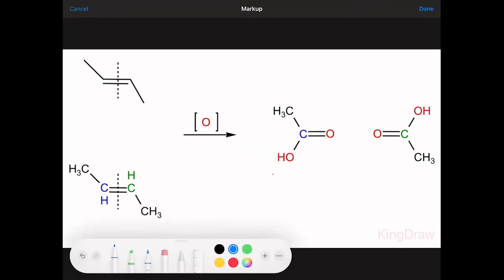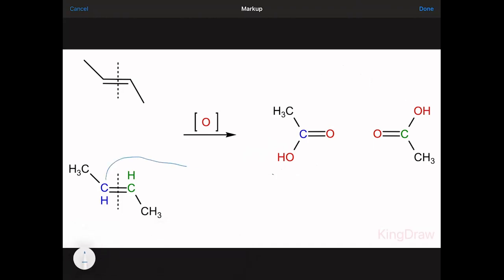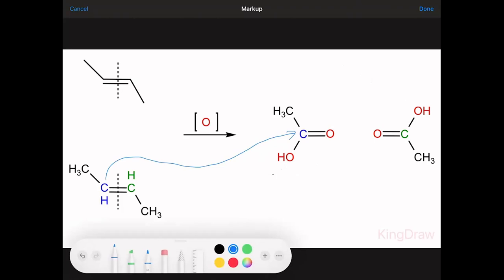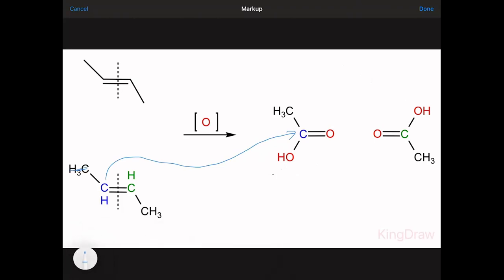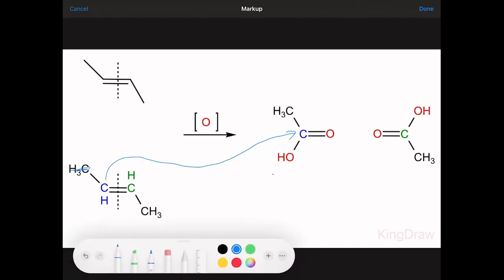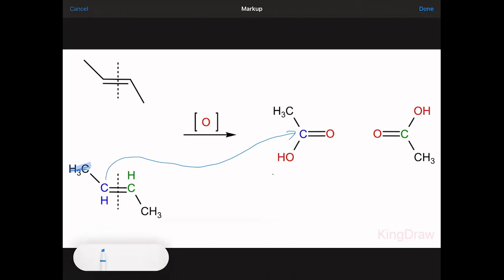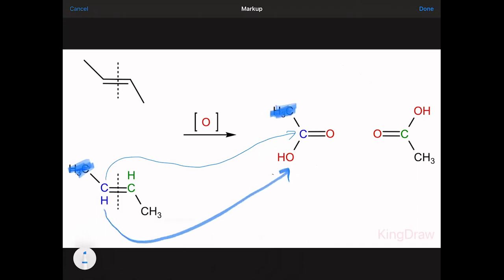Let's look at the blue one. This blue carbon became that blue carbon, and the hydrogens that were on that blue carbon, these ones over here, these blue hydrogens over here still stayed those blue hydrogens over there, and this blue hydrogen over here became the OH.